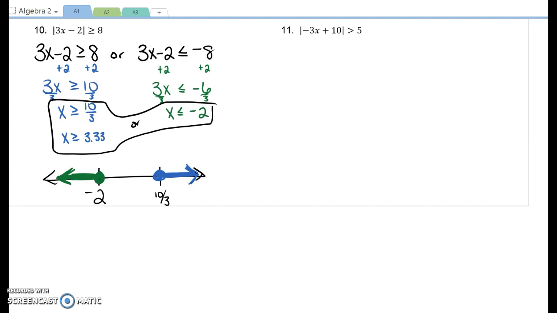Okay, do you see how this is a merging of the last 2 days of stuff? Solving inequalities, that's what we're doing. Absolute value, that helps us to set up the first part.